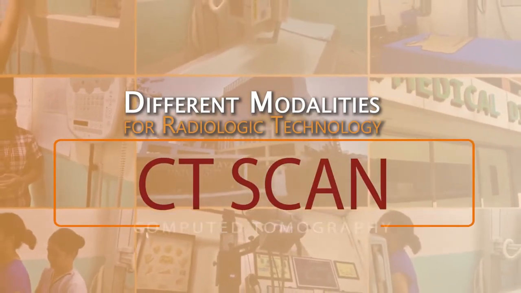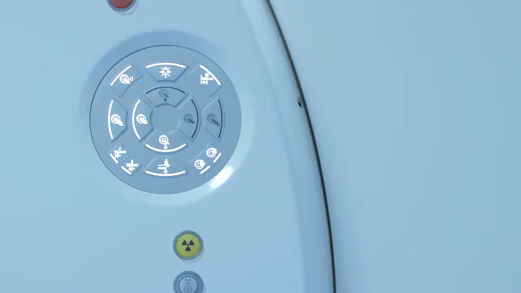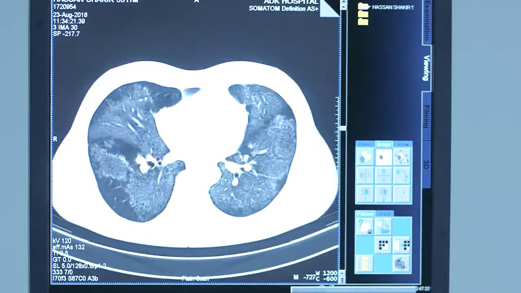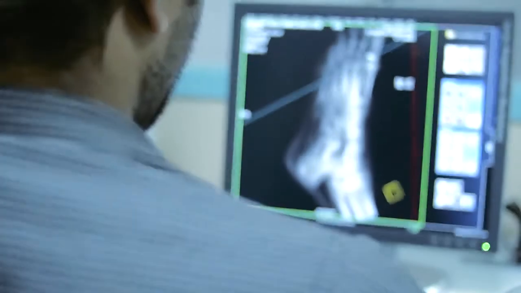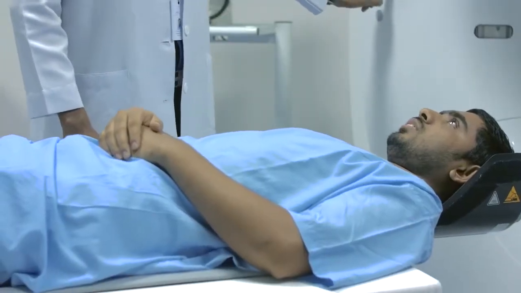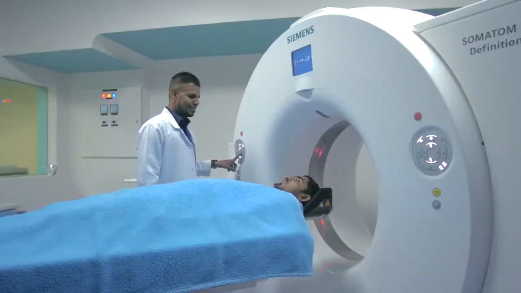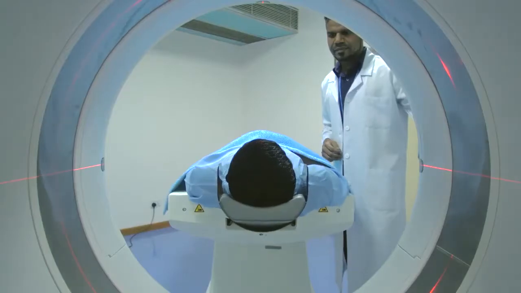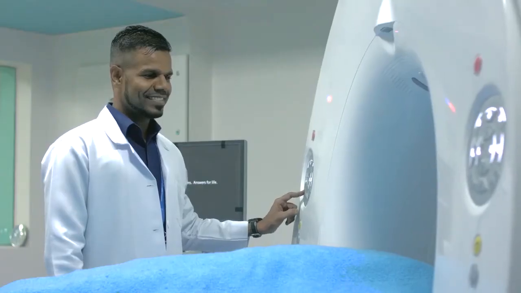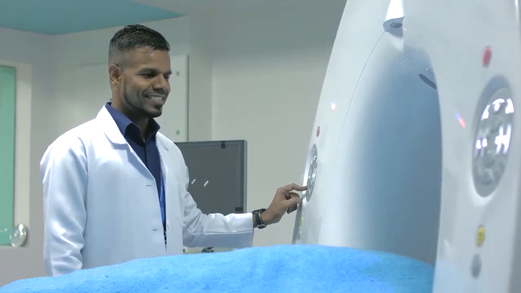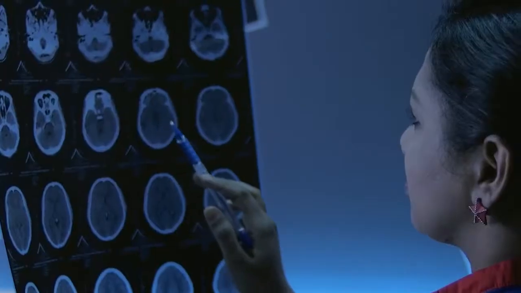CT scan or CAT scan is also known as computed tomography or computerized axial tomography scan. It is a medical imaging equipment that captures images through a cross-sectional view of an internal human body part to diagnose various conditions and is used as a guide to procedures. Patients in this examination are asked to lie on a narrow table that slides into the center of the ring called gantry, revolving around it.